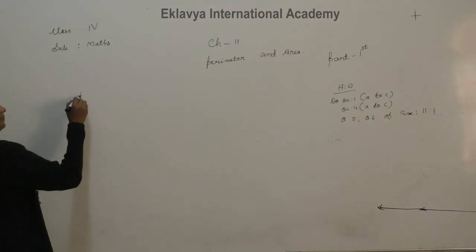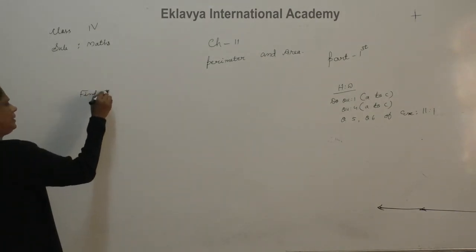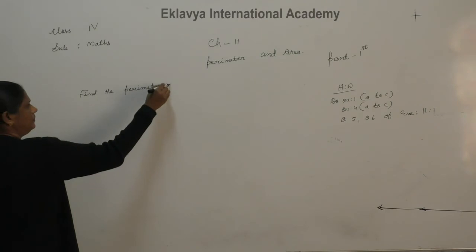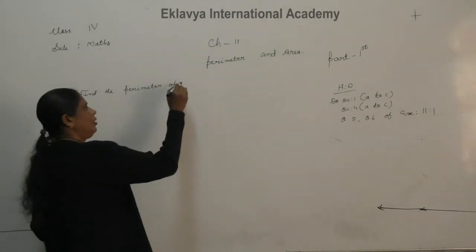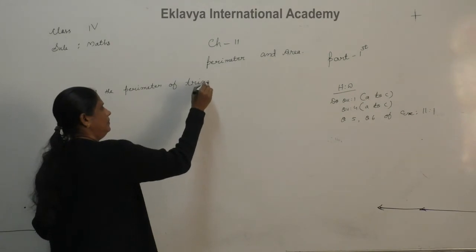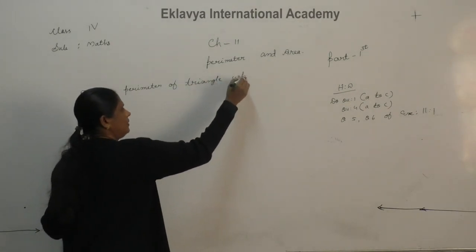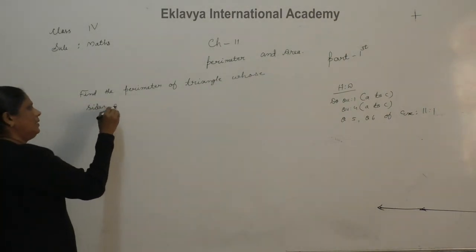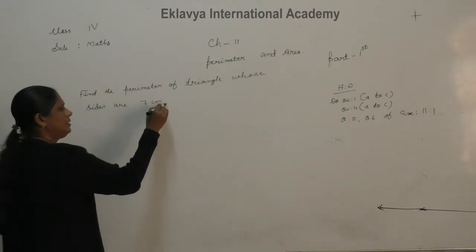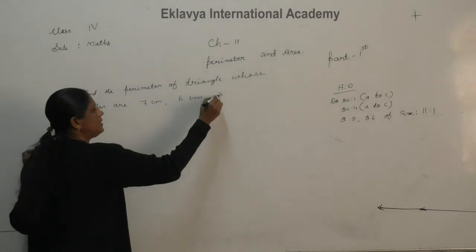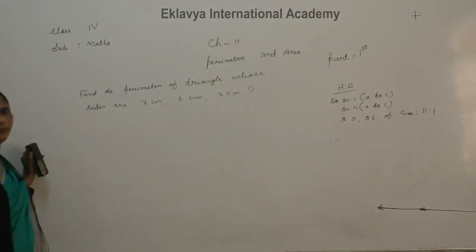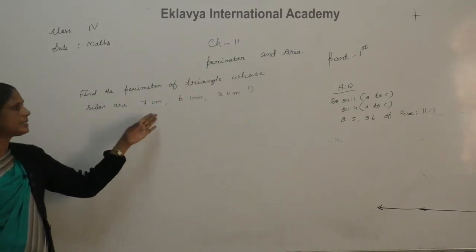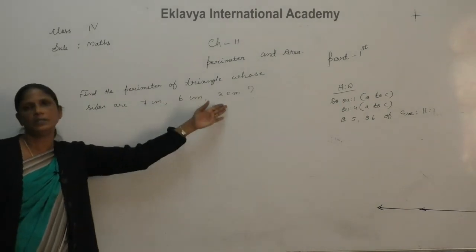Find the perimeter of a triangle whose sides are 7 centimeter, 6 centimeter, 3 centimeter. This is our question.